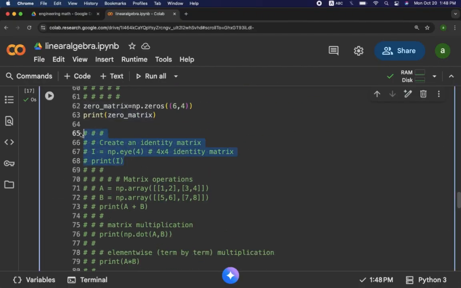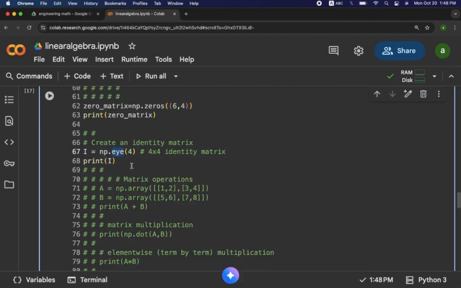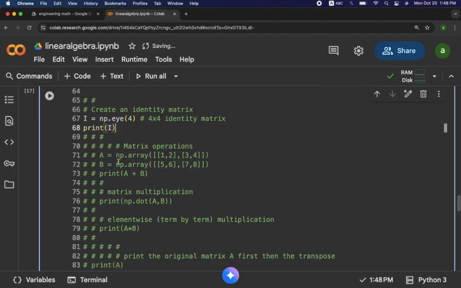What if you want to create an identity matrix? Well, it's again as expected, eye, that stands for the identity, and then identity is always a square matrix. So just entering one dimension is sufficient. The number of rows equals the number of columns, and this will create a 4 by 4 identity matrix.